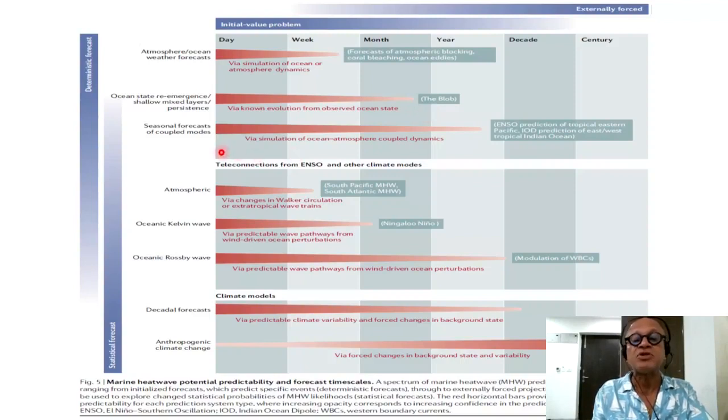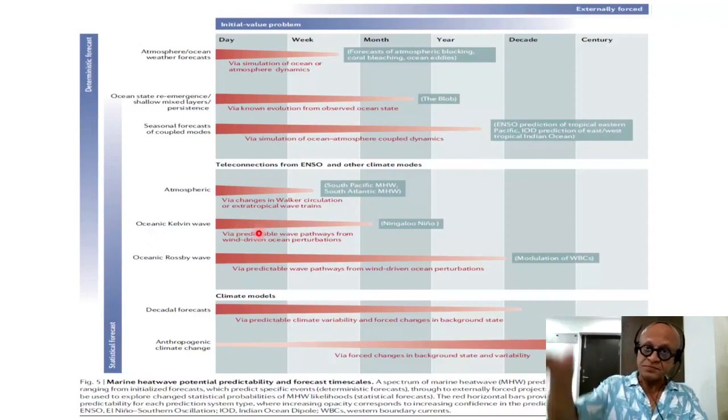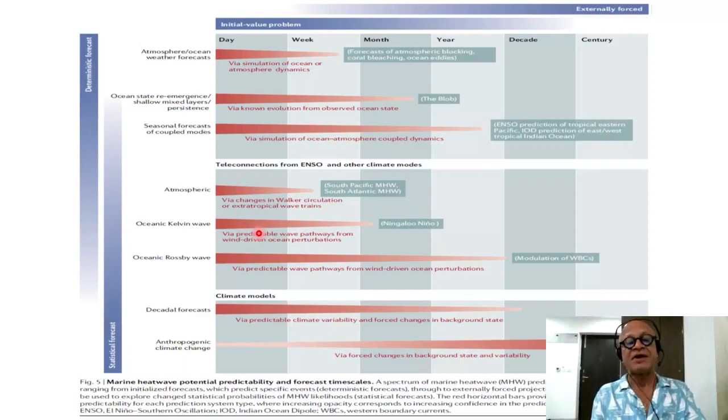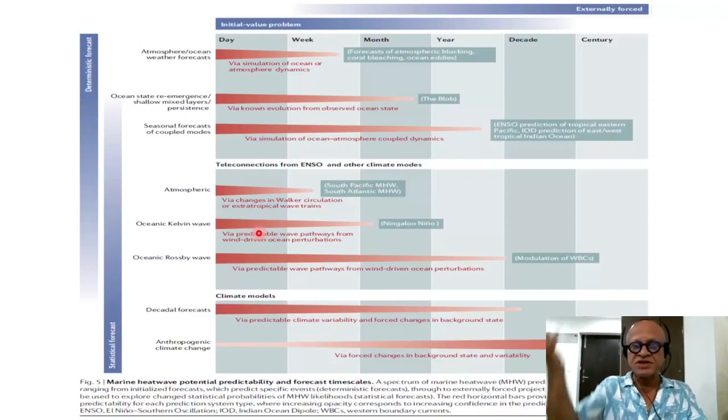Seasonal forecasts of coupled models like ENSO, Indian Ocean Dipole, Atlantic Nino, and so on, and teleconnections from ENSO and other climate modes. So atmosphere via changes in water circulation or extratropical wave trains. So here South Pacific marine heat waves and South Atlantic marine heat waves are examples. Oceanic Kelvin waves, as opposed to Rossby waves, are gravity waves. So the restoring force is gravity. Because there is buoyancy and stratification in the ocean, if the water parcel is moved up or down, buoyancy can restore it. So that's gravity.